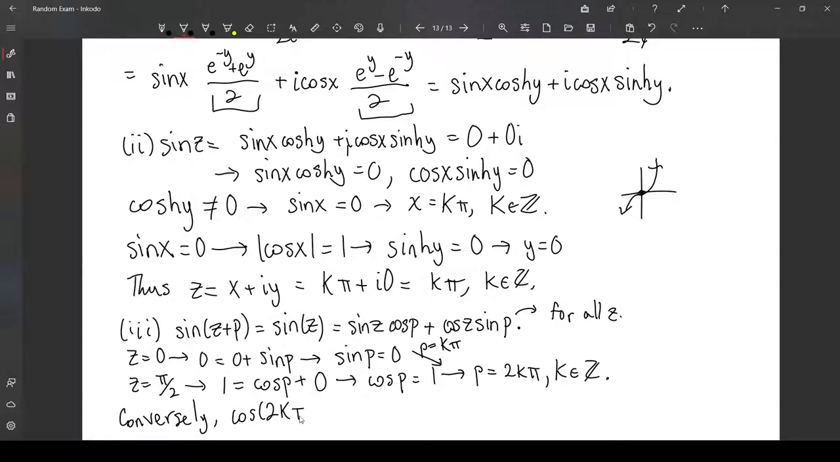And then we can say conversely, cosine of 2k pi equals 1, sine of 2k pi equals 0. So sine of z plus 2k pi equals sine z. This is just showing that it actually is indeed a period.